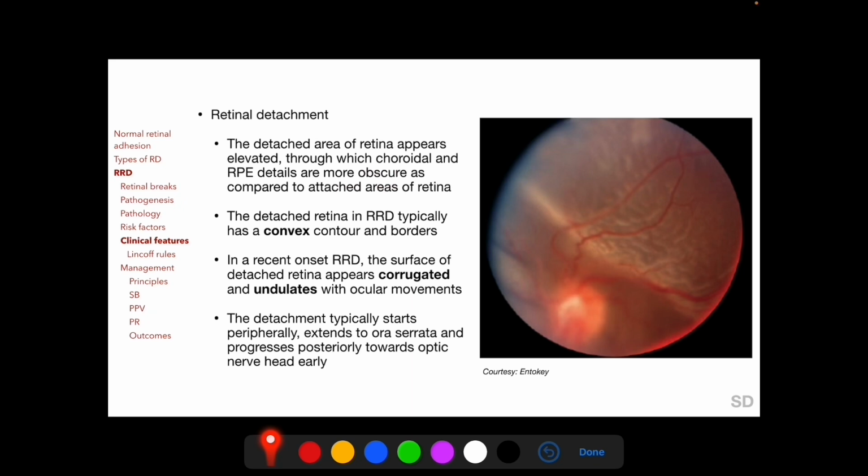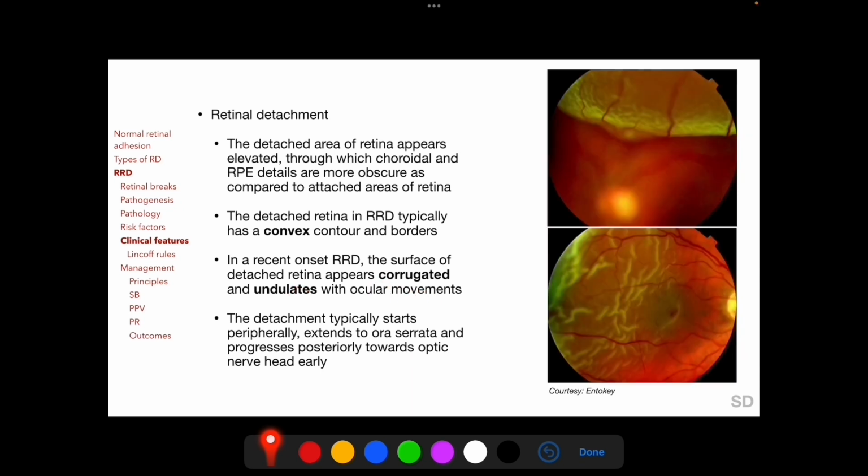The detached retina in RRD typically has a convex contour and convex borders, and in a recent onset RRD, the surface of the detached retina appears corrugated as seen here in this clinical photograph and also undulates with ocular movements. These two photographs also show the typical features of RRD, convex contours and borders, and a corrugated surface.